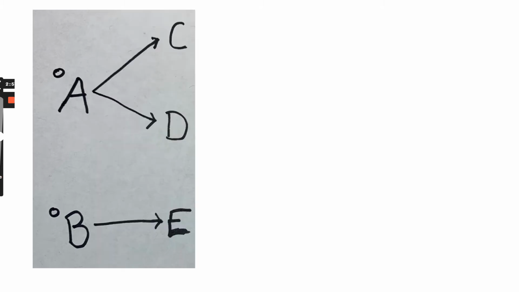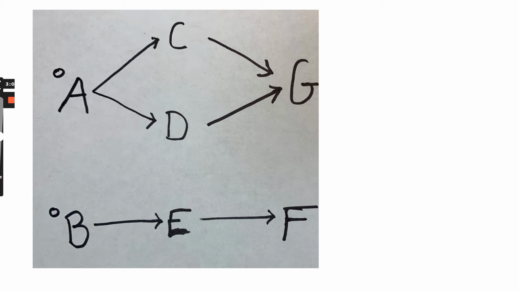All right, first I have my first 2 items, A and B, that don't have predecessors. Looks like A is a burst activity out to C and D. B is a normal activity leading to E. C and D merge back into G, and E goes to F.